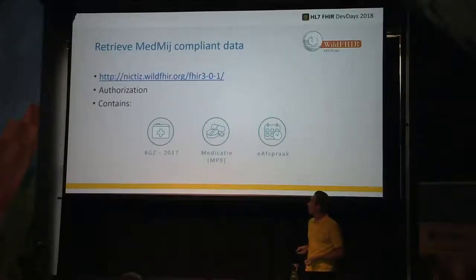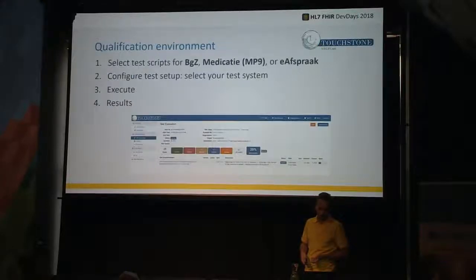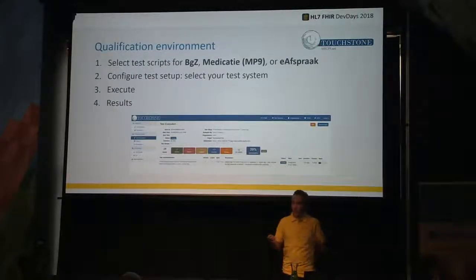So actually I had a couple of slides on what I just said. We have the wildfire server, which is hosted on Nictus at wildfire.org. We will give you authorization tokens for it, and you can retrieve the information for the three information standards available. We have the Touchstone environment, where we have our test scripts available also for these three information standards. We need to give you access to that folder, so just point me to it if you want to explore it.